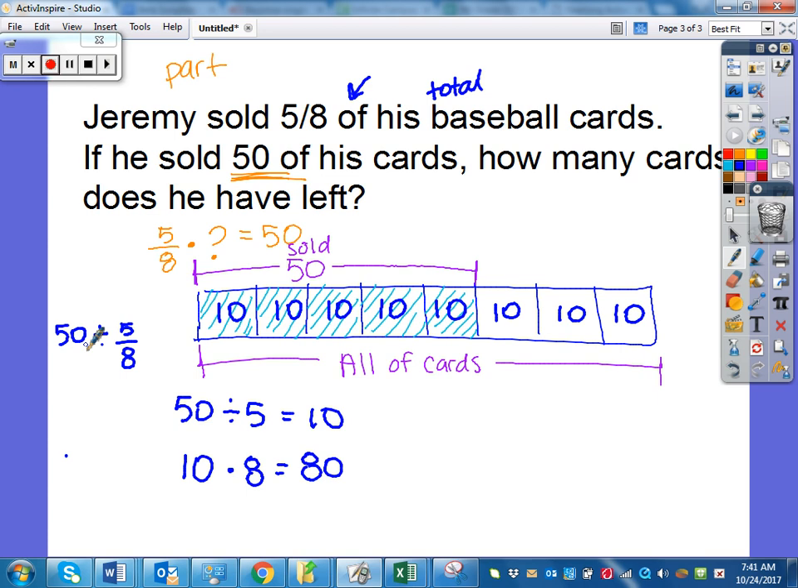Now, I haven't answered the question yet because it did ask for how many are left. Here are the number that are left. There are 30 baseball cards left.